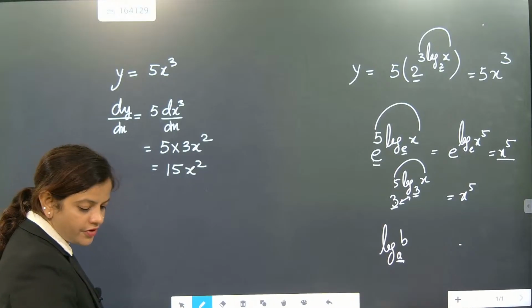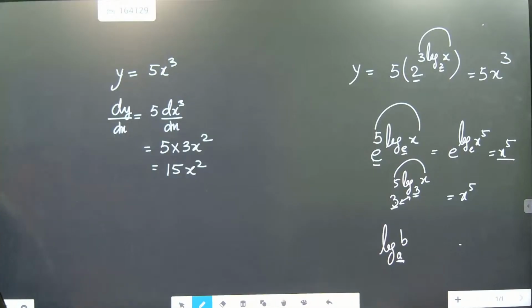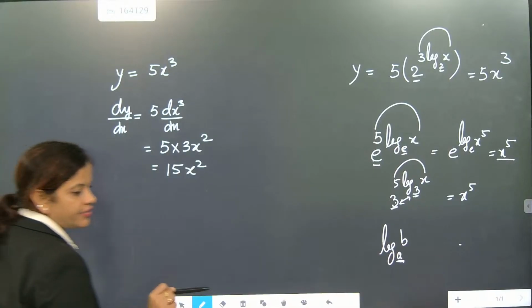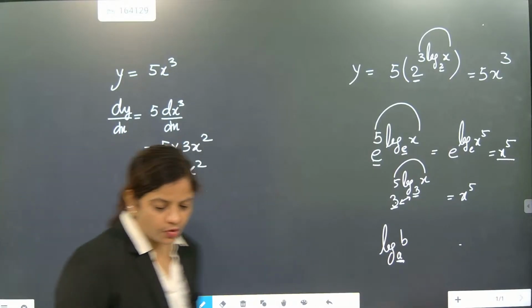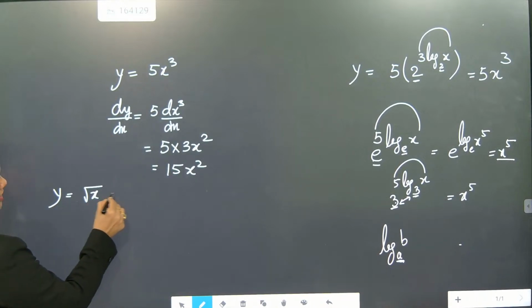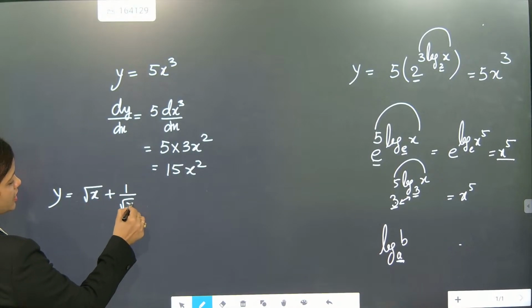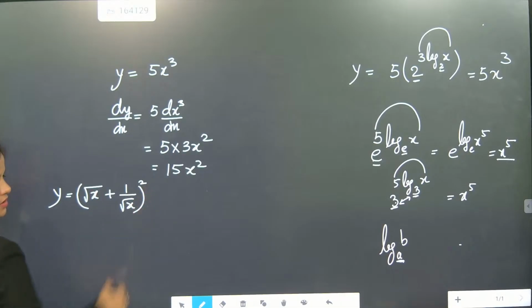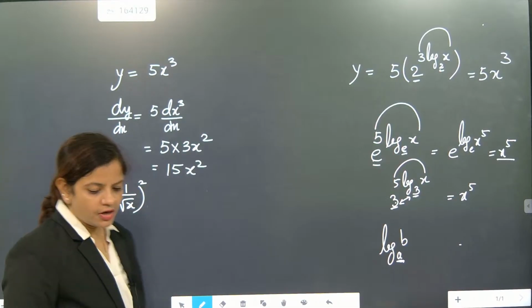Yes, super, very good. Now, beta, we will do another question. Get ready for solving this question. Question is y is equal to root under x plus 1 by root under x whole square. Will you be able to solve this question? Differentiate it.